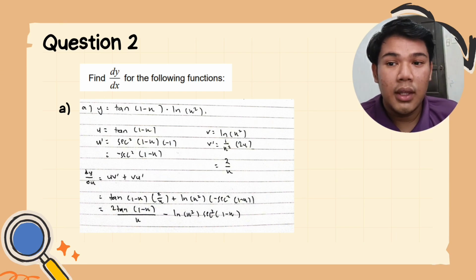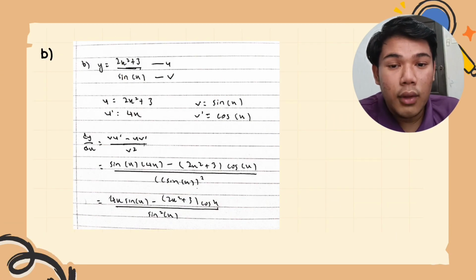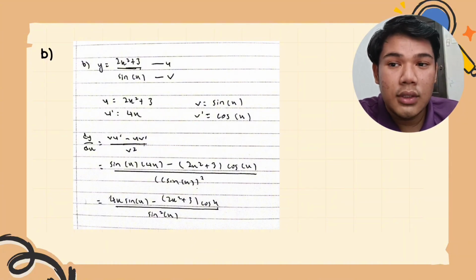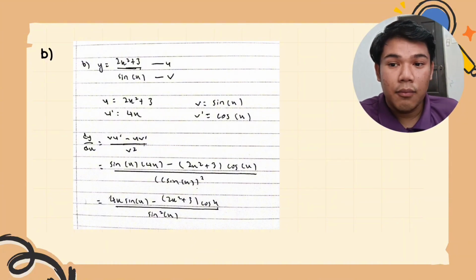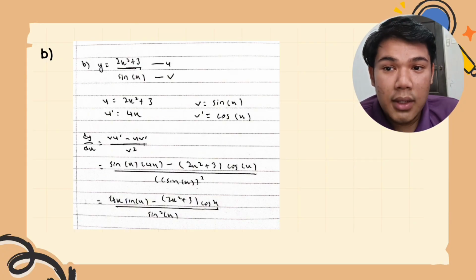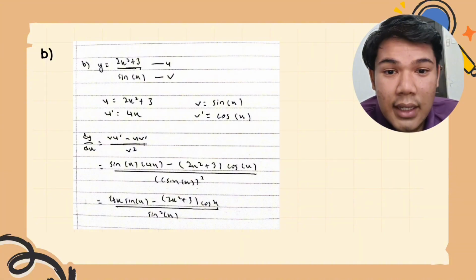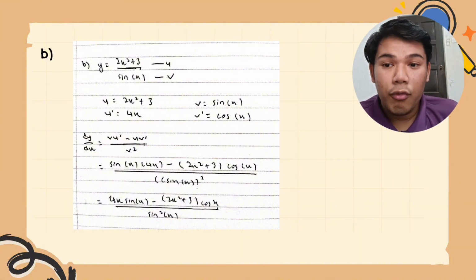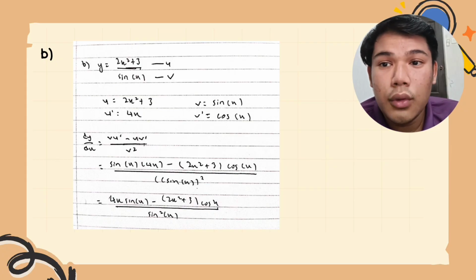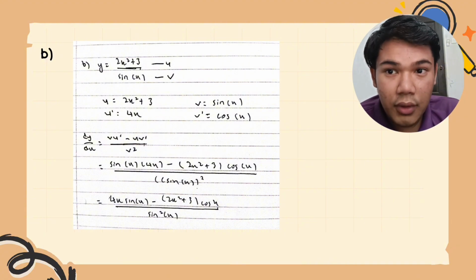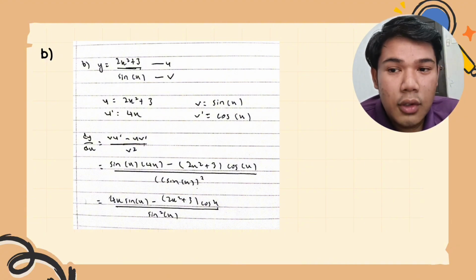So for question B, it is y equals (2x squared plus 3) over sin x. So we use the same steps. First we identify the functions, which is 2x squared plus 3 becomes u, and sin x becomes v. Then we differentiate both parts. u equals 2x squared plus 3 becomes u prime equals 4x, and v equals sin x becomes cos x.